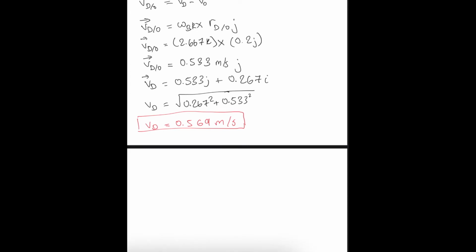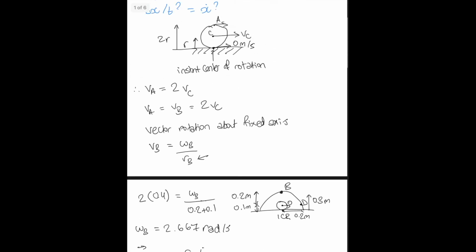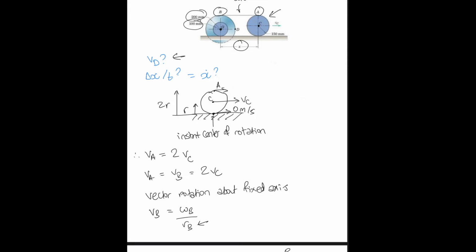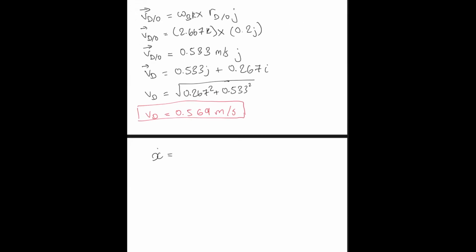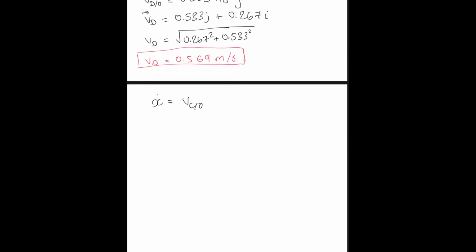And now we also want to find x dot, or delta x over t. And this is just going to be equal to the velocity of O relative to C. Because the distance between O and C is basically x, we know that the velocity of O relative to C is going to be equal to x dot. So let's write that down over here. x dot is going to be equal to VO with respect to C.